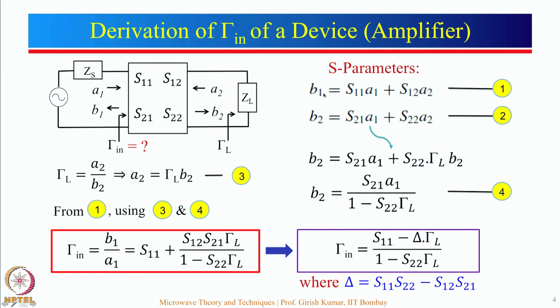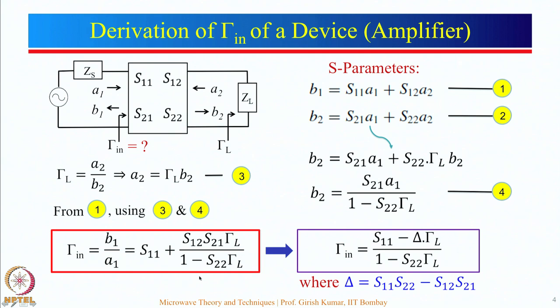This is how we proceed. B1 is S11 A1 plus S12 A2. A2 is gamma L B2 and B2 is given by this particular expression. Now we solve that equation and we get this expression. So, what is this expression? Gamma input is equal to S11 plus S12 S21 gamma L divided by 1 minus S22 gamma L.